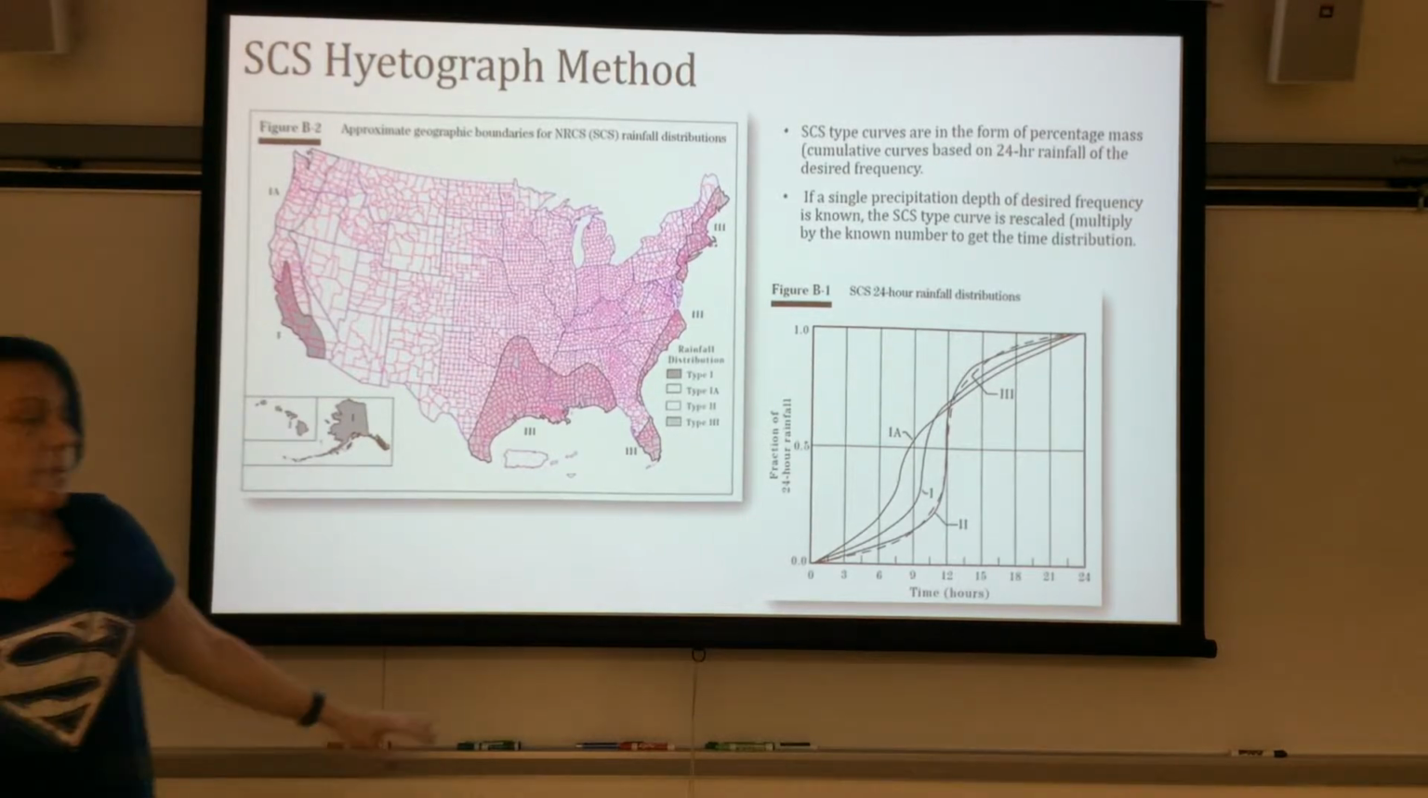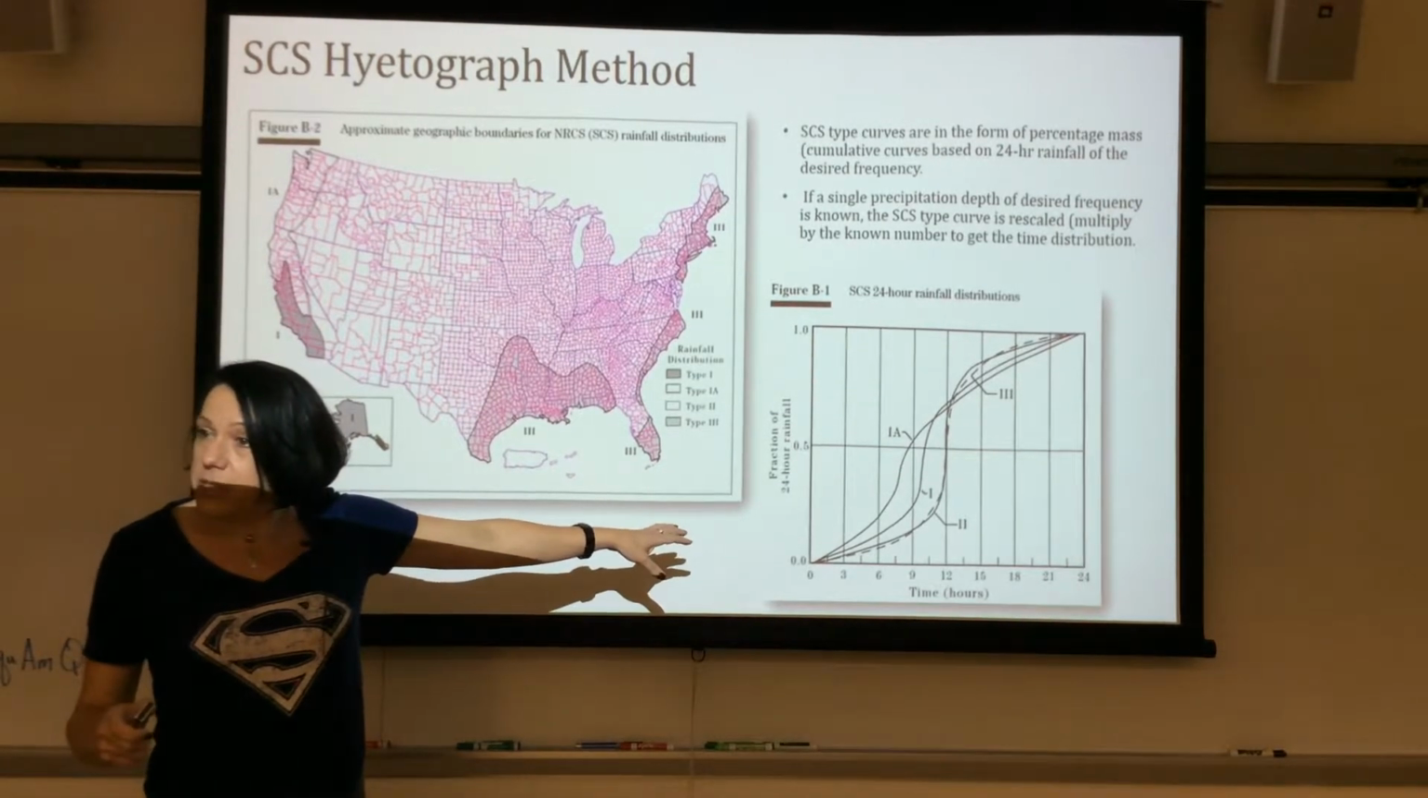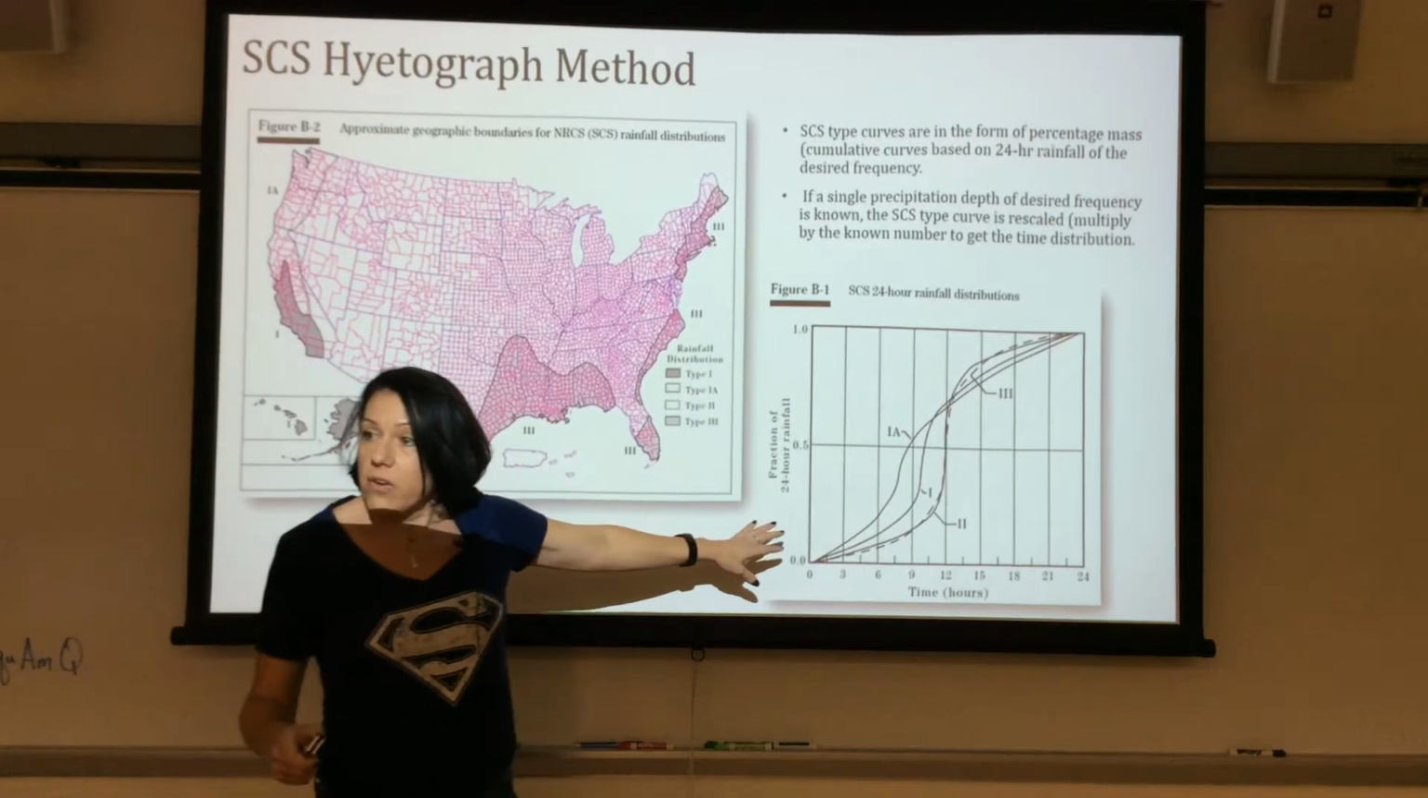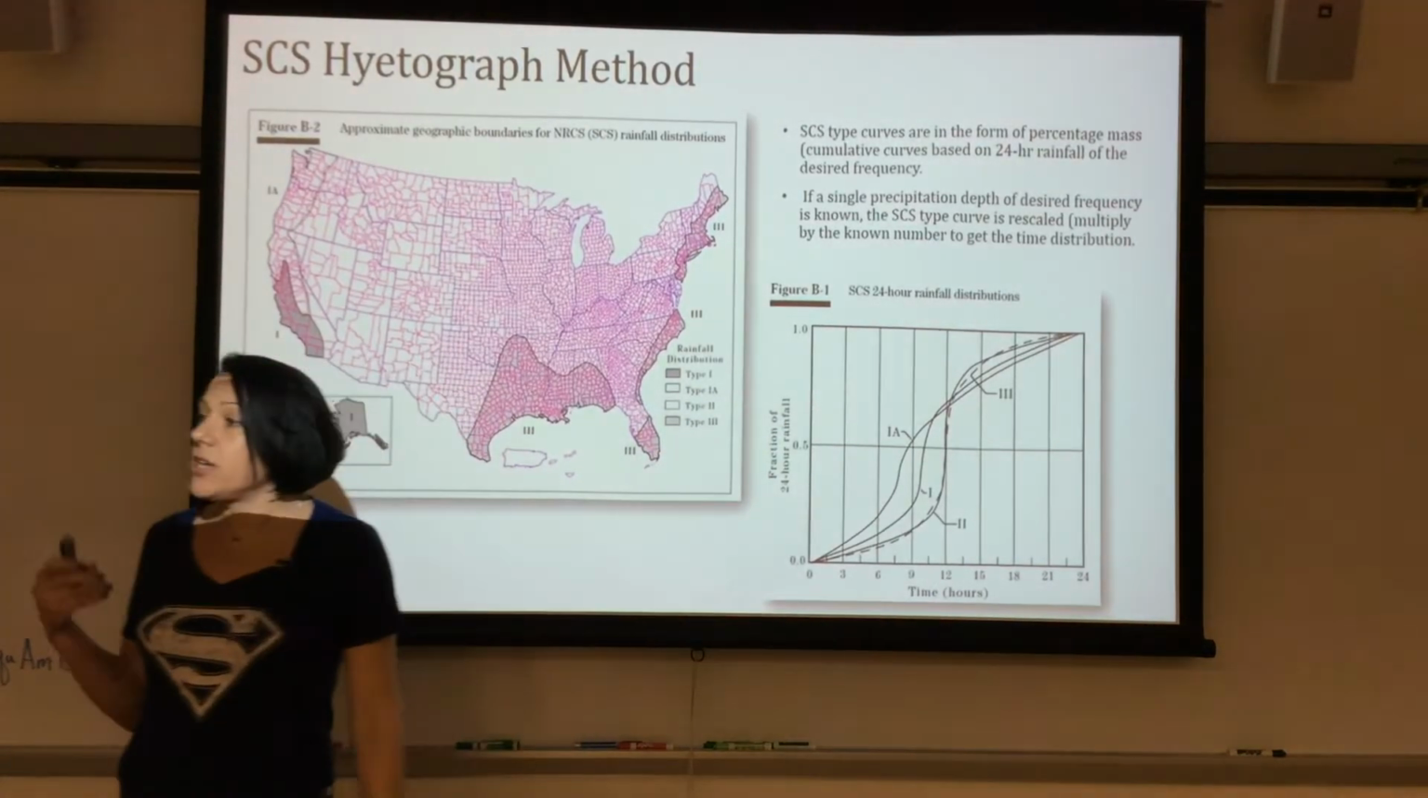Now, remember what I said about the mass cumulative or the cumulative precipitation? It looked like this curve. This goes up to 1. This is like a unit.